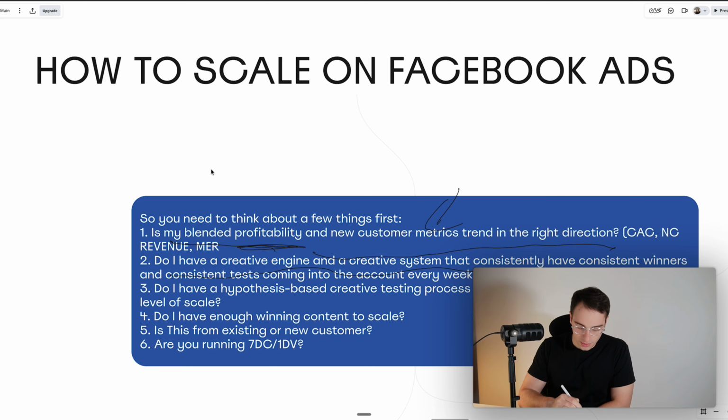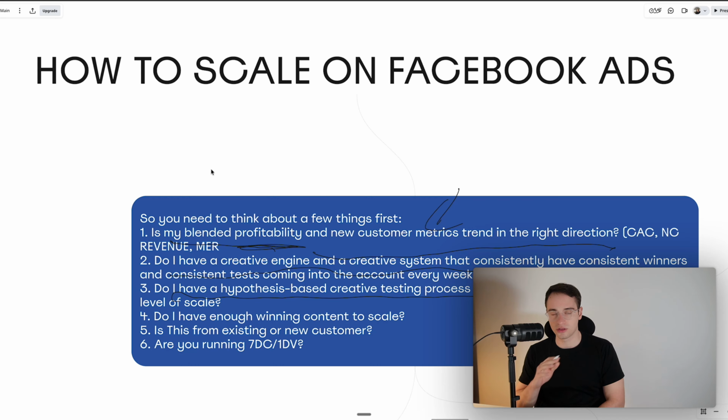Number 3: do I have a hypothesis-based creative testing process to scale further once I get to the next level of scale? This is something I also answered, but essentially, is your creative process really nailed down? We have a hypothesis-based creative testing environment where we test new concepts, new angles, and new types of creative that are actually going to perform and give us learnings we can double down on.